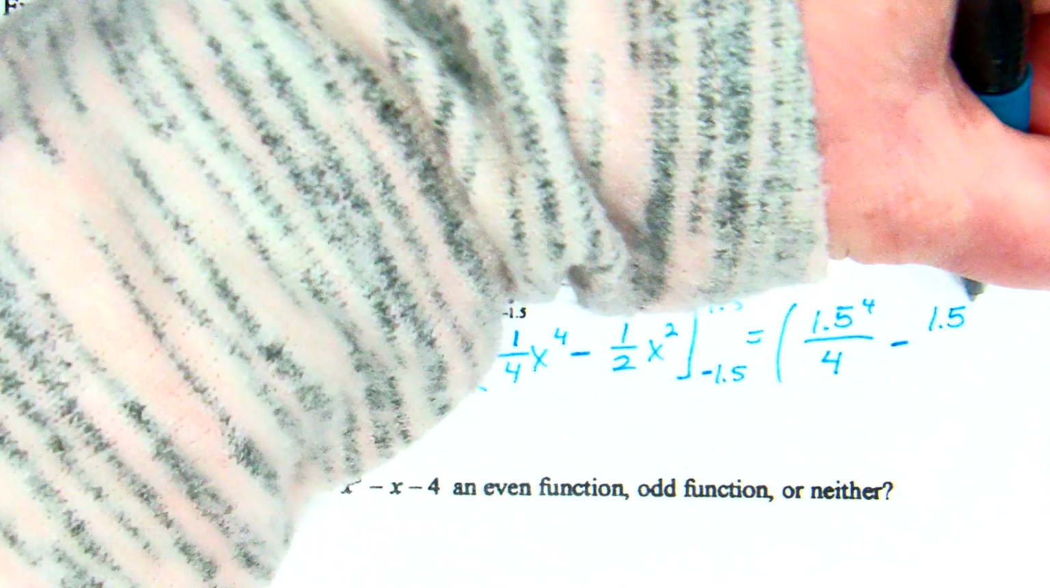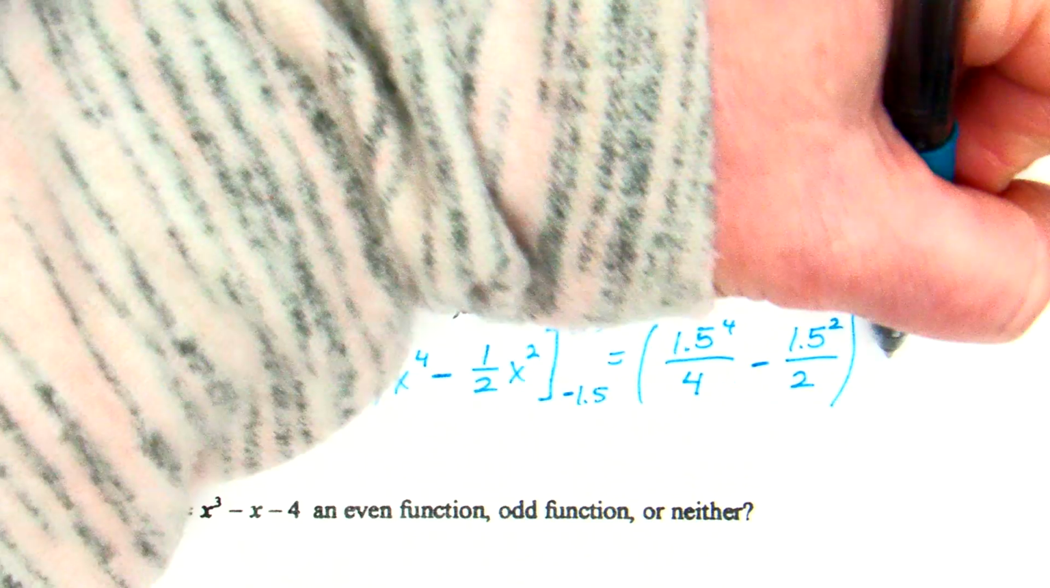Minus, it's 1/2 x squared, so 1.5 to the 2nd divided by 2. Then minus, and we're going to plug in the other one. So now it's negative 1.5 to the 4th over 4 minus negative 1.5 to the 2nd over 2.